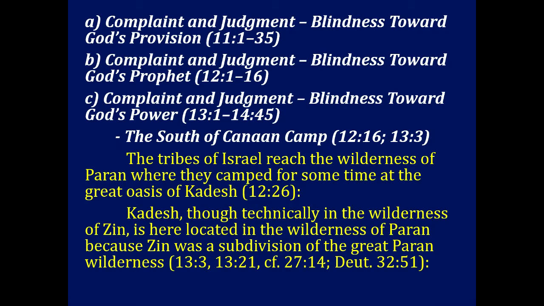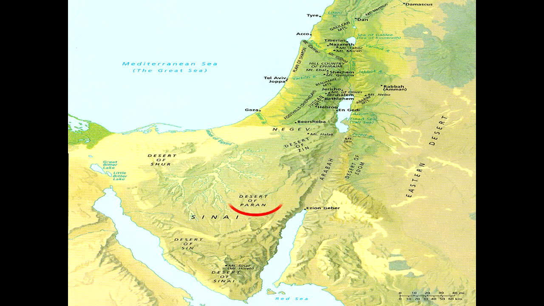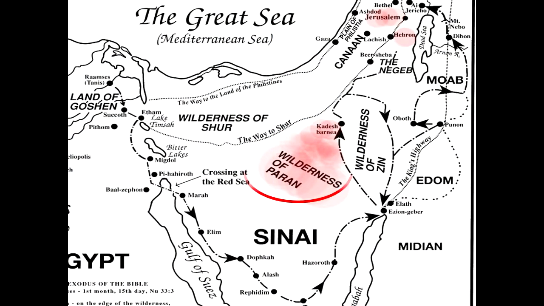Kadesh is technically in the wilderness of Zin, but is here located in the wilderness of Paran, because Zin is a subdivision of the great wilderness. So essentially, if we look at the territory, this is all of it, and we have the desert of Paran, but it's divided up into different segments, though it's all technically referred to as the wilderness of Paran. So this is the desert of Zin, and this is a better indication of it.